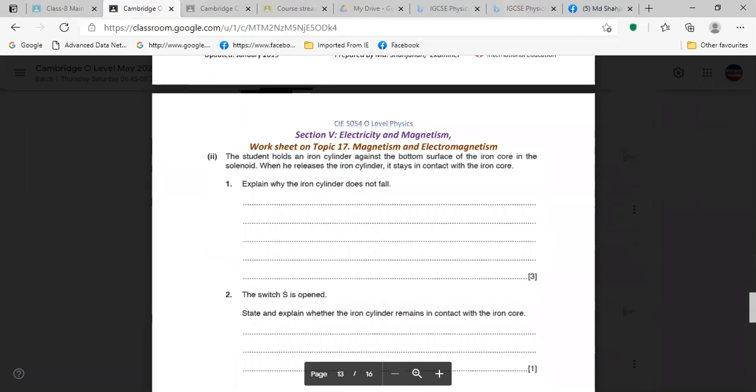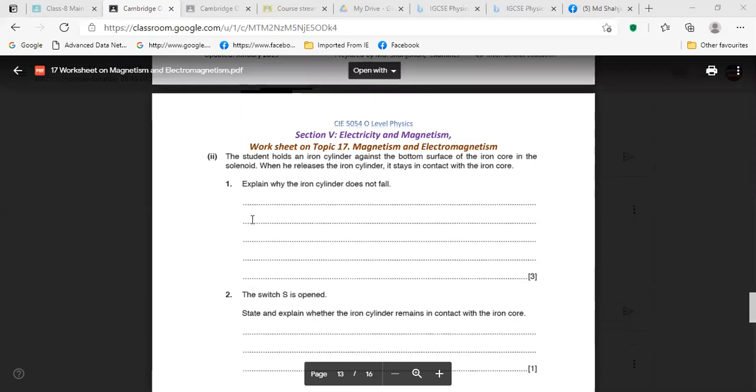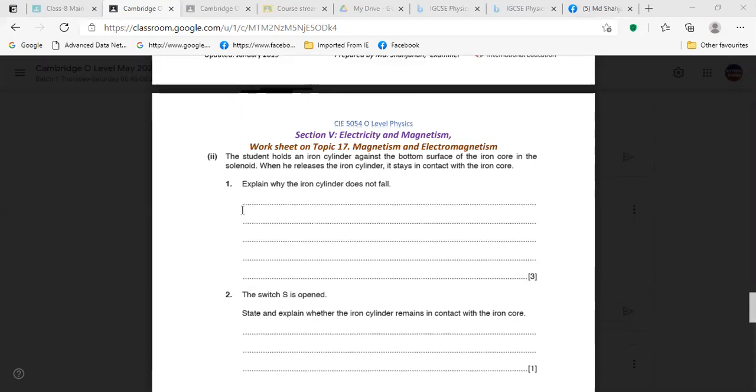Hello, Adrita. Yes, sir. The cylinder gets magnetized, or it turns into an induced magnet. And then the upper side of the iron cylinder turns to South Pole, right? Yes, sir. This is second point. And third point is unlike poles attract.